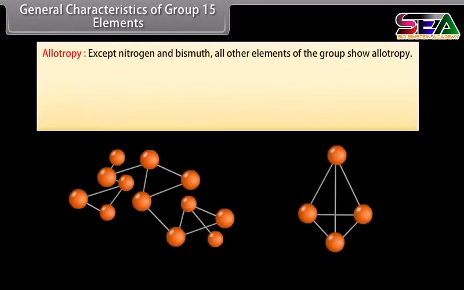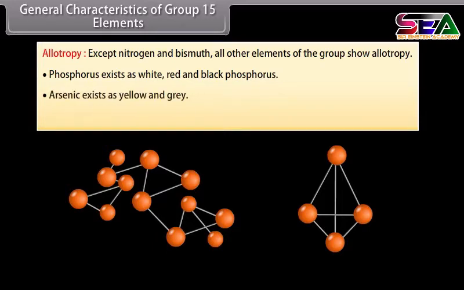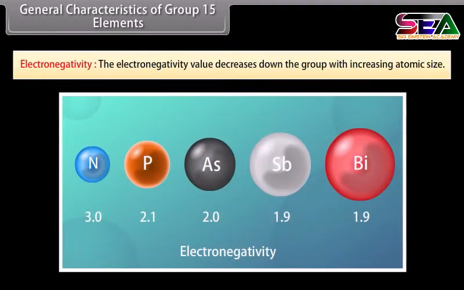Allotropy. Except nitrogen and bismuth, all other elements of the group show allotropy. Phosphorus exists as white, red and black phosphorus. Arsenic exists as yellow and grey. Antimony exists as yellow and grey. Electronegativity. The electronegativity value decreases down the group with increasing atomic size.